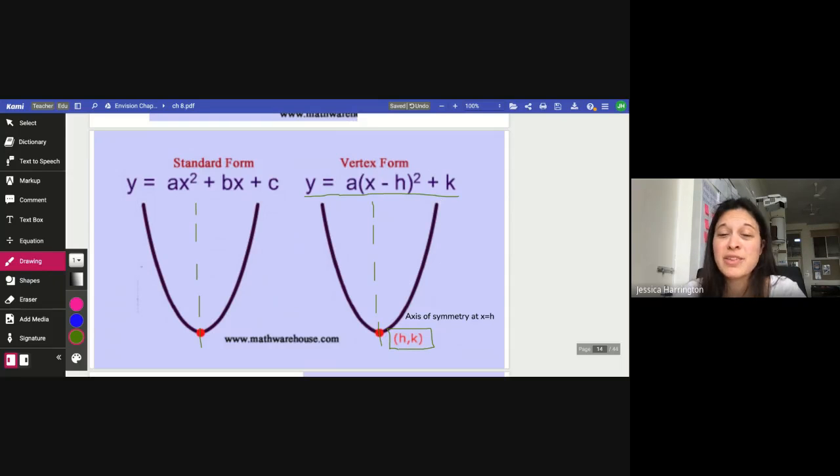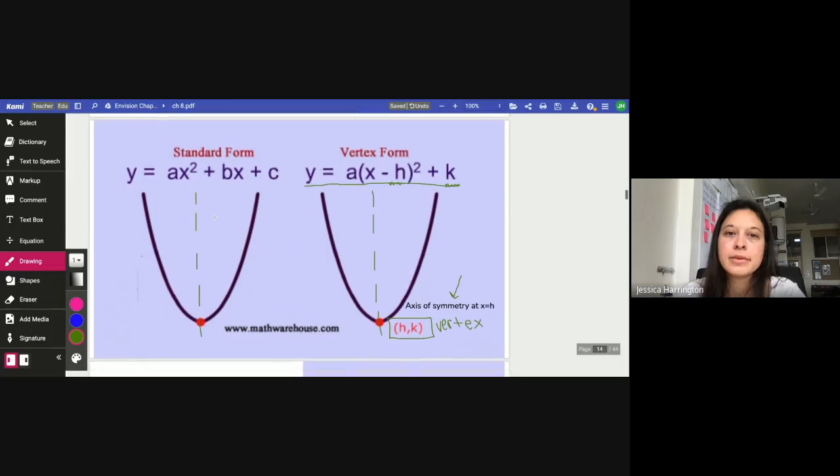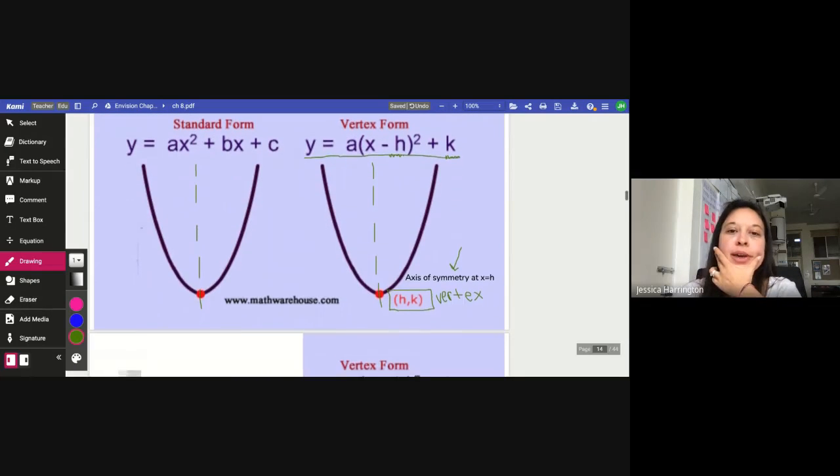That's why it's helpful. If it's in vertex form, I can literally pull the h and the k out from the equation and know where to plot my vertex. It's a lot more helpful than standard form. So two things you should write down: one, vertex form, and two, the axis of symmetry is x equals h, and the vertex is h comma k. You can go back and watch this if you need more time with that.